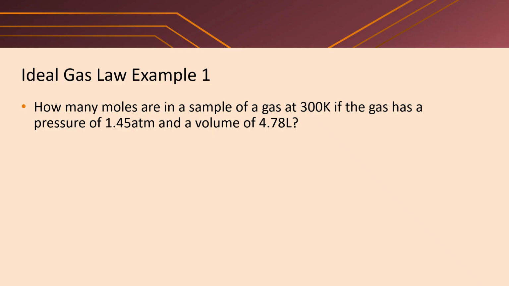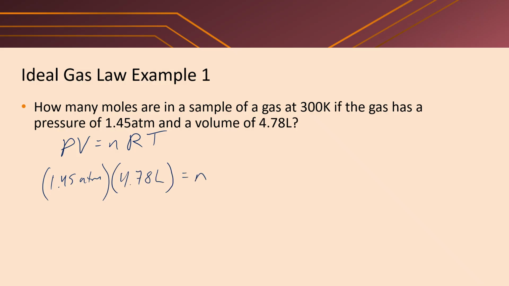So let's do a couple of examples with the ideal gas law. How many moles are in a sample of a gas at 300 Kelvin if it has a pressure of 1.45 atm and a volume of 4.78 liters? So our equation, PV equals nRT. Pressure, they told us, was 1.45 atm. Volume is 4.78 liters. We don't know n, that's what we're looking for. R is the gas constant. It is a constant, so you're always going to plug in 0.0821. And our temperature in Kelvin is 300.